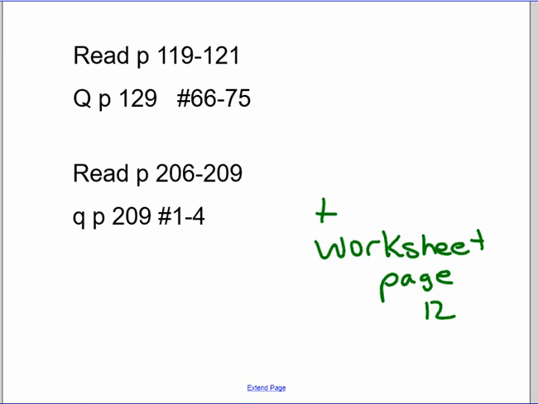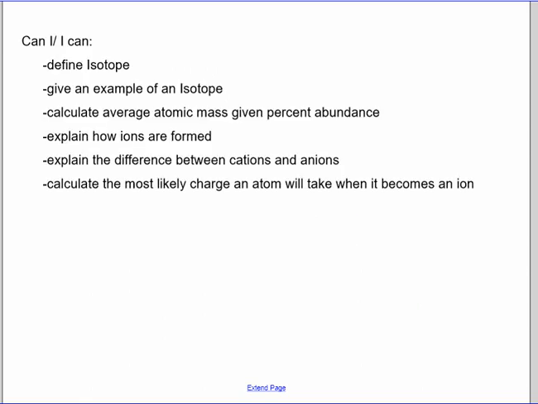To help you practice and understand these terms, there are questions in your textbook on page 129 and also page 209. Also, on page 12 of your workbook, there is a worksheet that helps you to reinforce the terms that I said had similar meanings on the previous page.